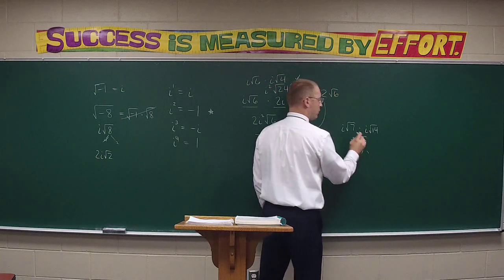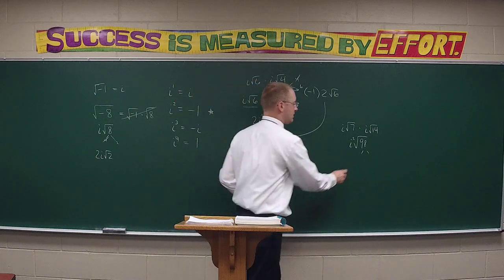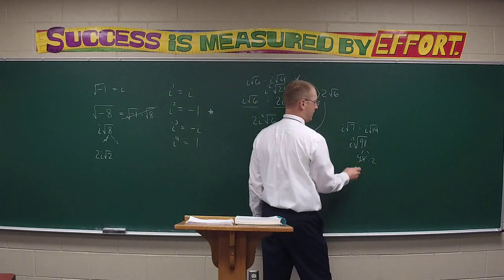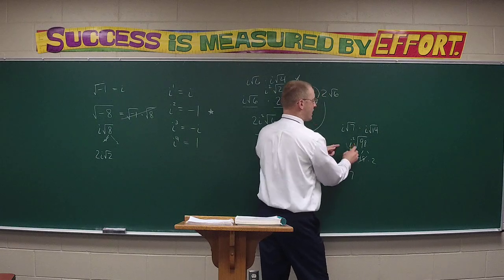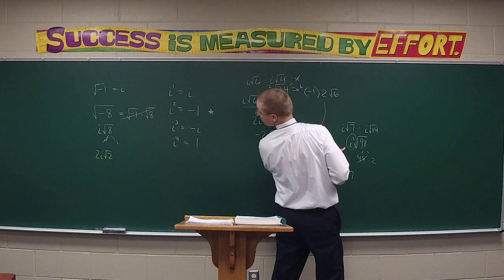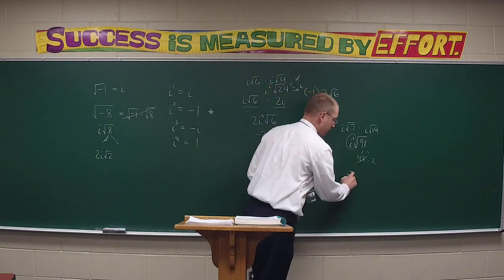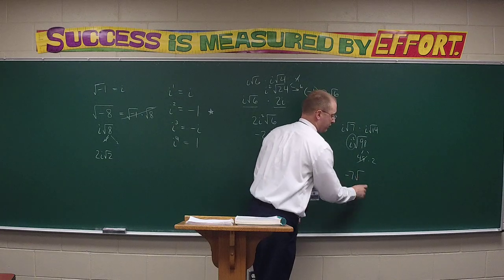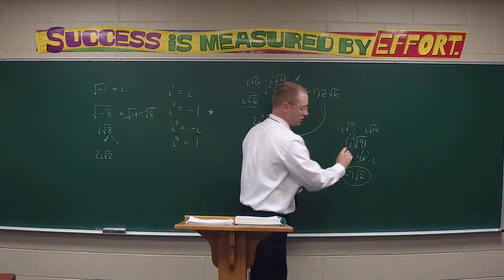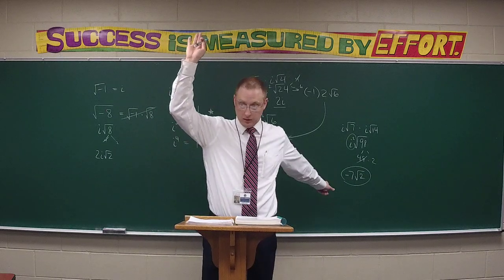i squared times square root of 140. And do you see a square? It's awfully big, so surely there's a square in there. 4 times 35, so pull out a 2. And the i squared becomes a negative 1, which times the 2 makes this a negative 2 times the square root of 35. And there would be our answer for number 22. How many had that answer?